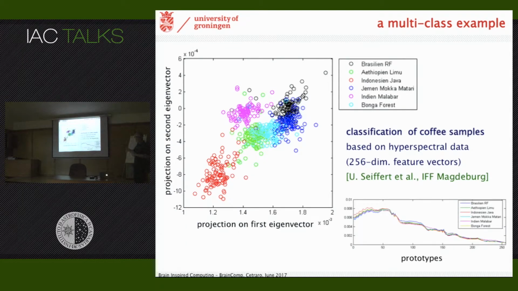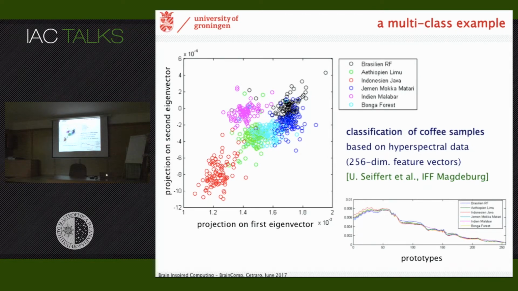So you get an insight into the problem, into the class, into the data. Here's a multi-class example which has 6 classes. This is about coffee, that's why it's important. These are 6 different kinds of coffee, brands of species of coffee beans. And what they measure in Magdeburg is a near-infrared spectrum of the coffee sample.